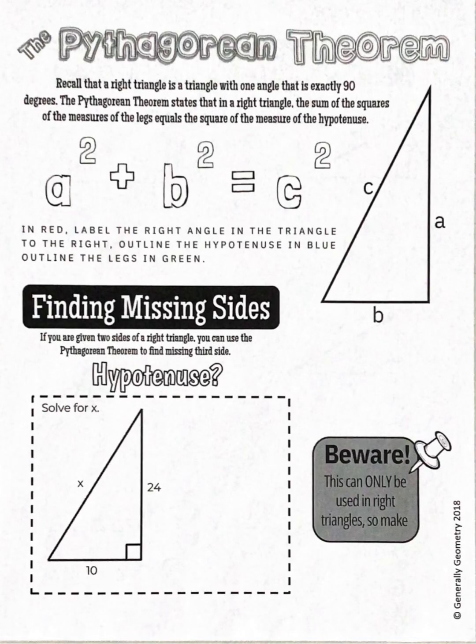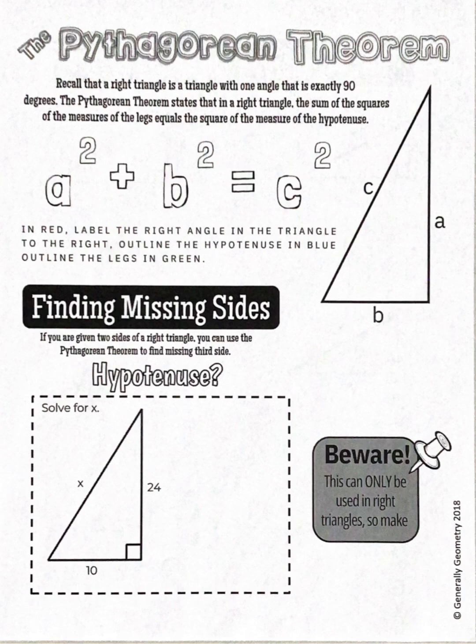Today we're going to talk about the Pythagorean theorem. First, recall that a right triangle is a triangle with one angle that is exactly 90 degrees. The Pythagorean theorem states that in a right triangle, the sum of the squares of the measures of the legs equals the square of the measures of the hypotenuse. So leg squared plus leg squared equals the hypotenuse squared.